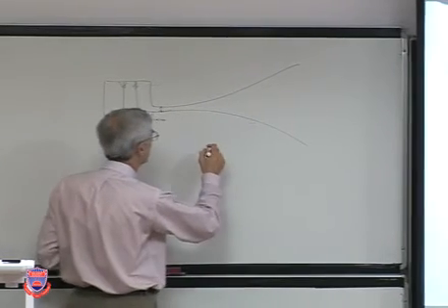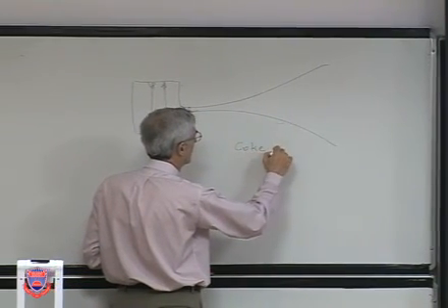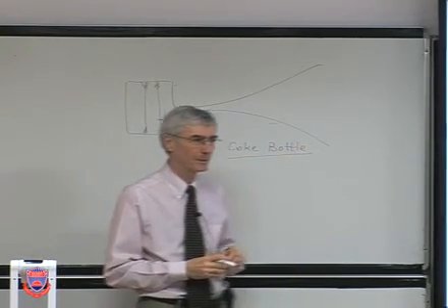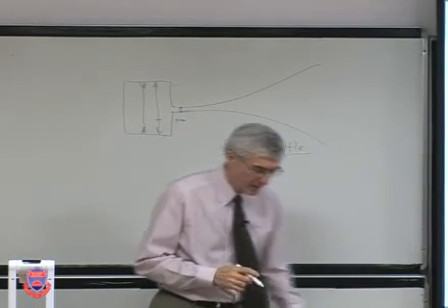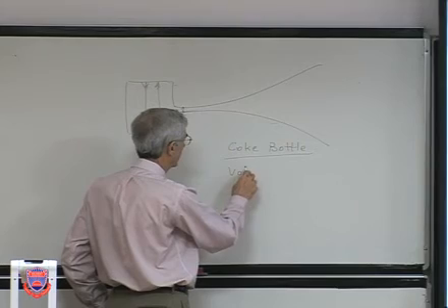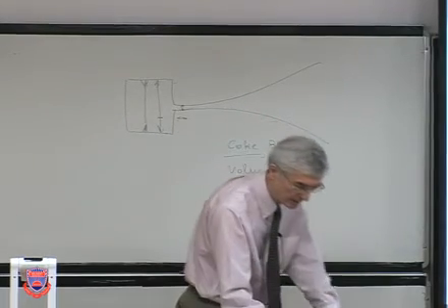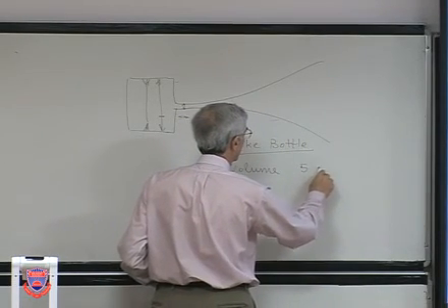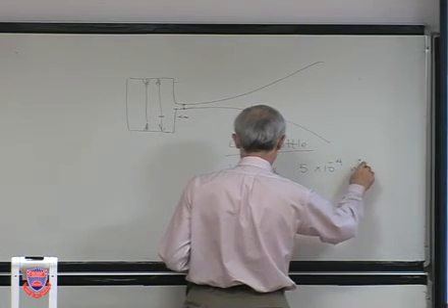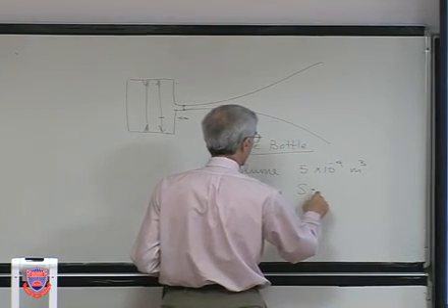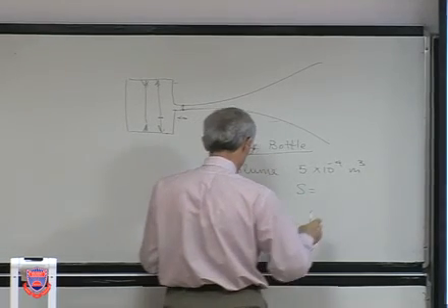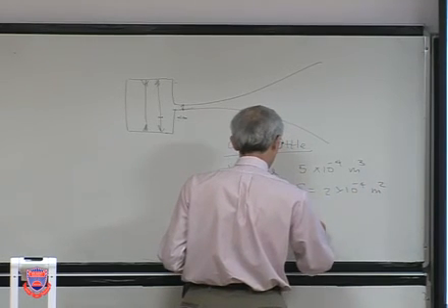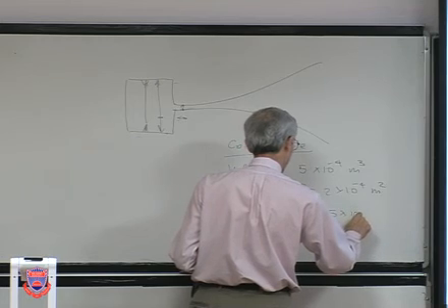Here's a Coke bottle example. Coca-Cola. Its volume is 5 times 10 to the minus 4 meters cubed. Cross-sectional area of the opening is 2 times 10 to the minus 4 meters squared. Length of the neck is roughly 5 centimeters.